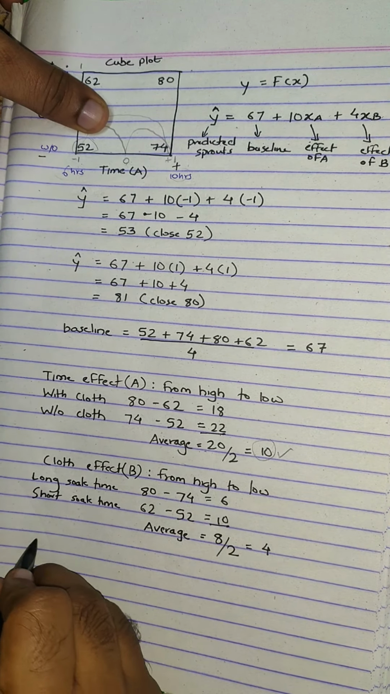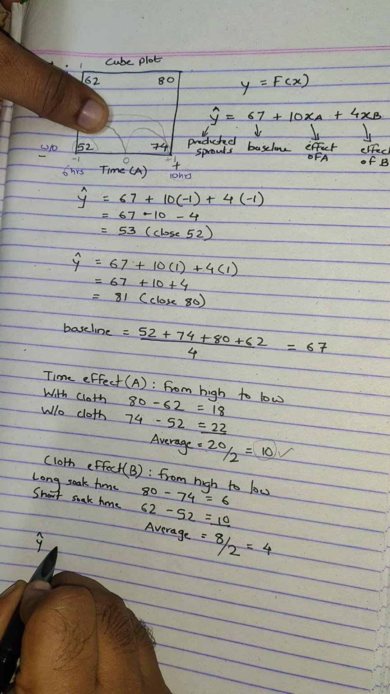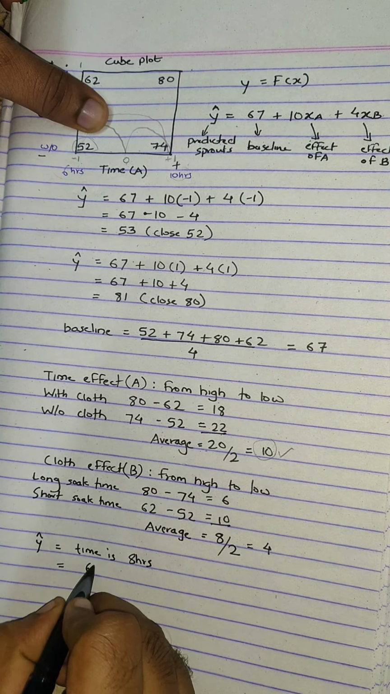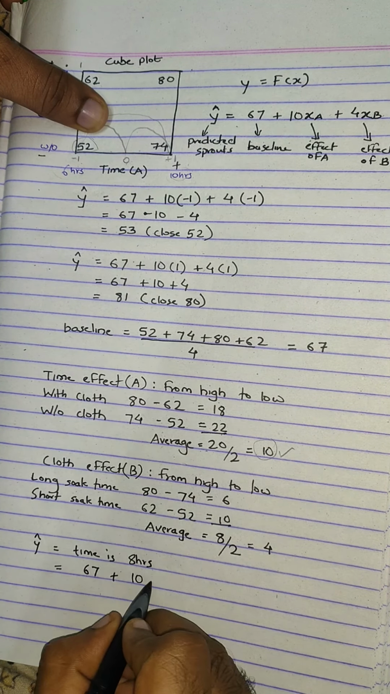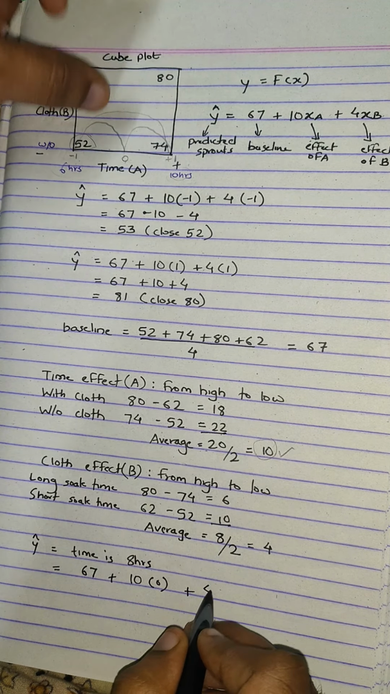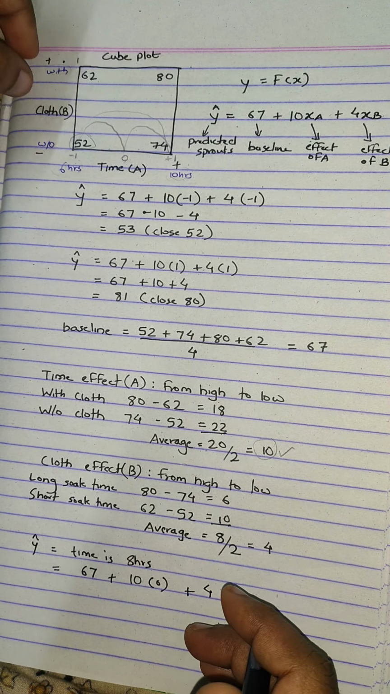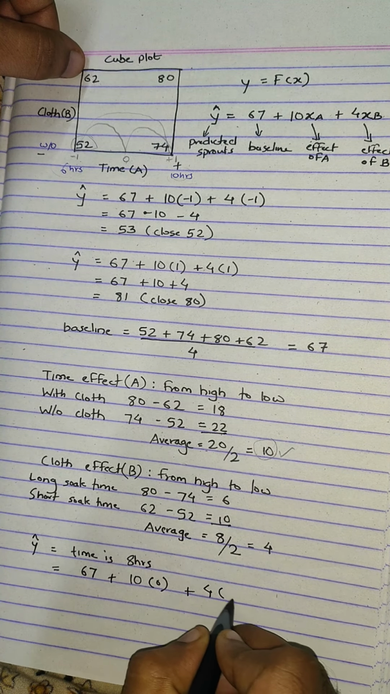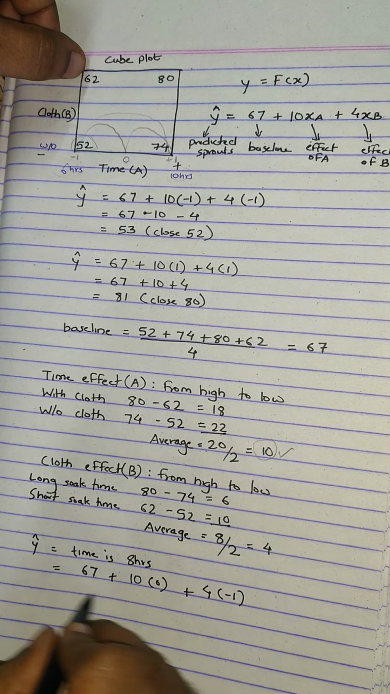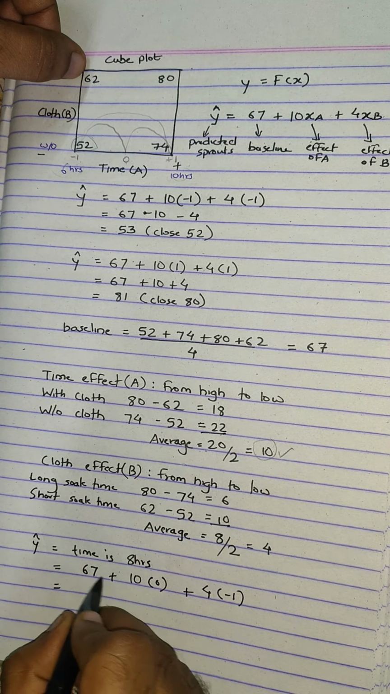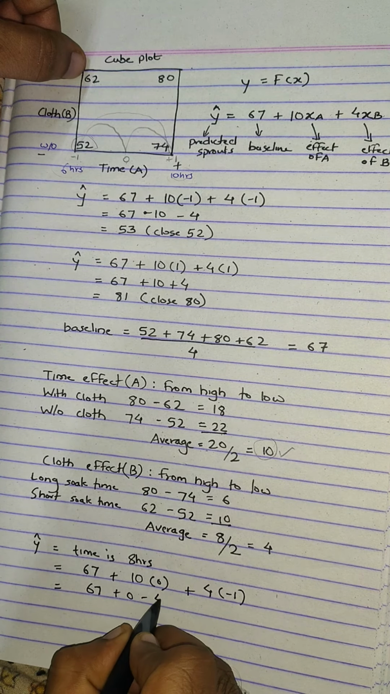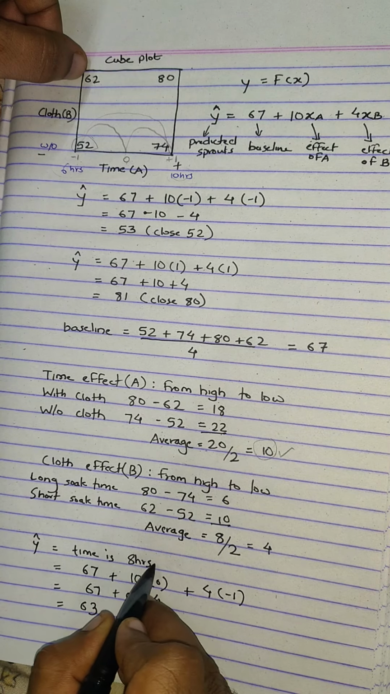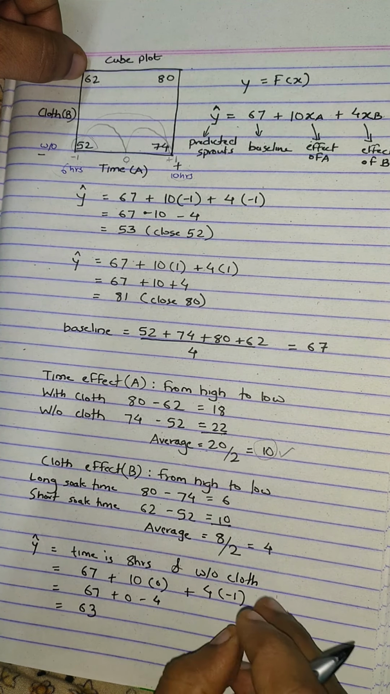If I want to predict what is happening at a time of 8 hours, the equation becomes 67 plus 10 into 0 plus 4 into xb. If we are using the cloth, we put +1; if we are not using the cloth, we put -1. So this way you can predict 67 plus 0 minus 4. So 63 beans will be sprouting if 8 hours and the without-cloth setting is used.